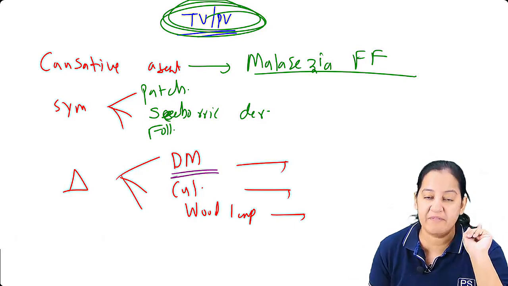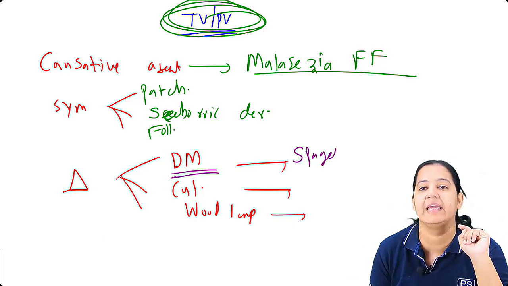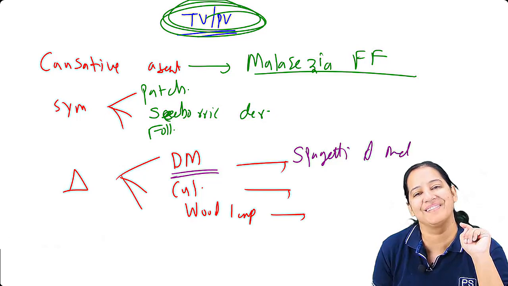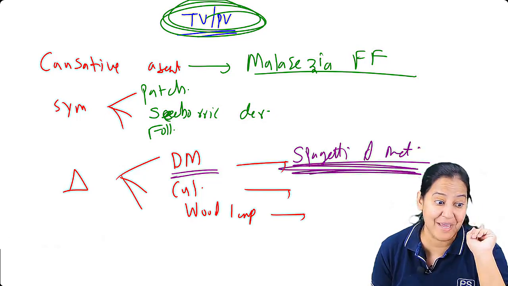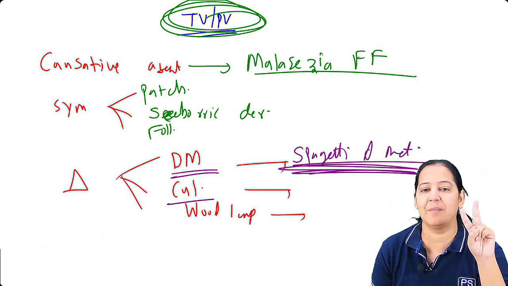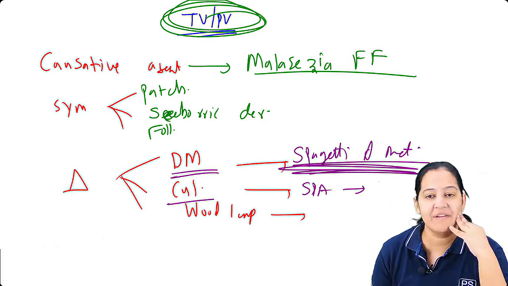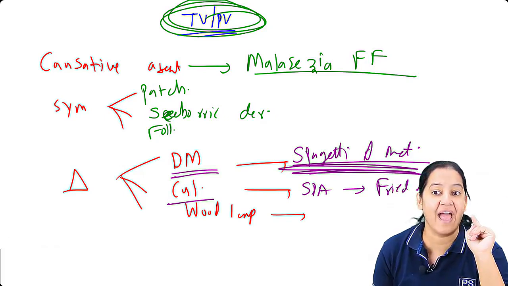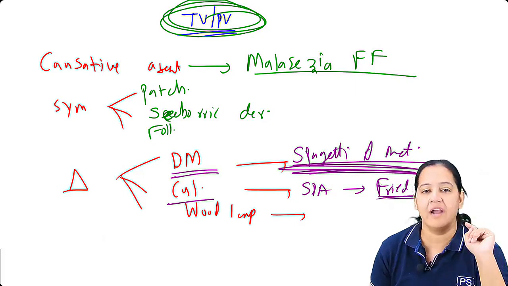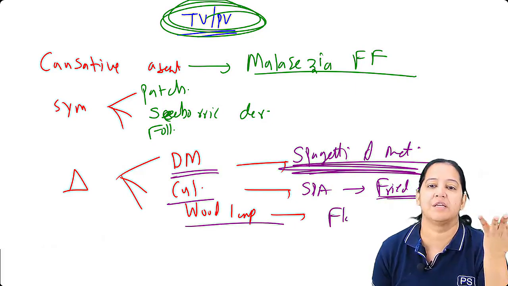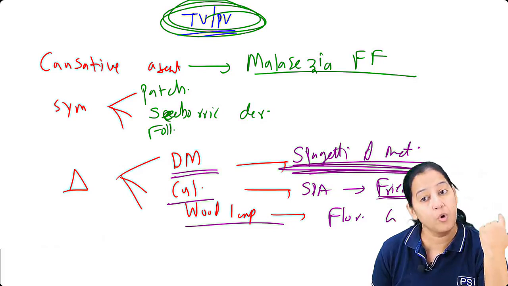Direct microscopy is very important. Spaghetti, meatball appearance. Theek hai, you get image also yahan pe. Image based question. Number two, culture pe kya milega? SD agar pe kya milega culture mein? What do you get? You will get fried egg colonies. Fried egg colonies, you can get image also. And wood lamp pe, you will get fluorescence. Which fluorescence? Golden yellow fluorescence.